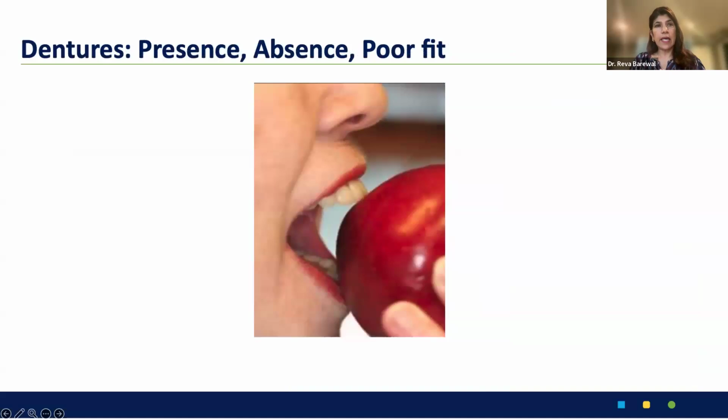So I just want to say that, please look at the stability of your denture, whether it's stable or unstable or absent, because all of those are different oral environments. So these are different test conditions for when you do your modified barium swallow.